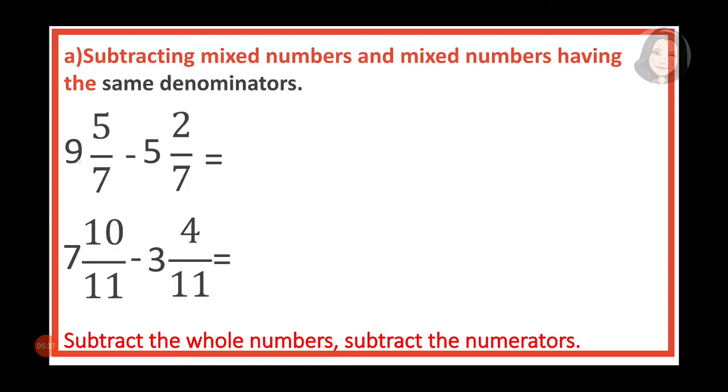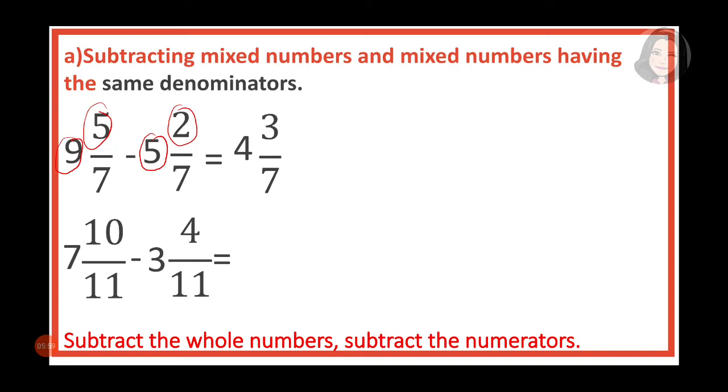In the first example, my whole number is 9, the other whole number is 5. So I'm going to subtract them, which is a 4. Then I'm going to subtract my numerators. The first numerator is 5, the second numerator is 2, and 5 minus 2 is a 3. So my final answer should be 4 and 3 over 7.